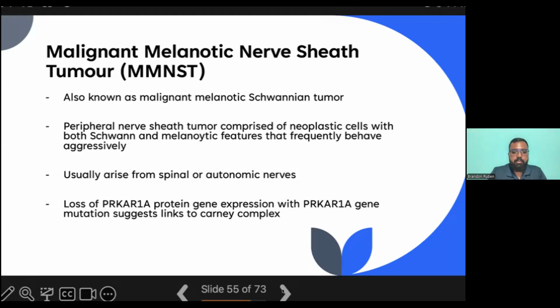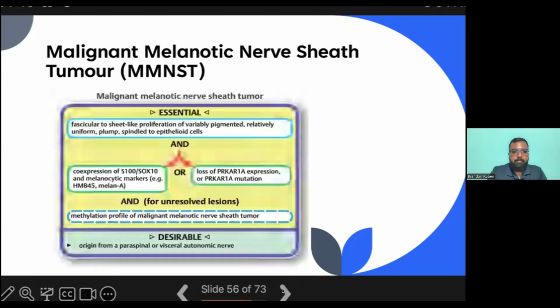For diagnosis, it is essential to have a fascicular to sheet-like proliferation of variably pigmented, relatively uniform, plump, spindle to epithelioid cells, and either co-expression of S100, SOX10 and melanocytic markers, or loss of PRKAR1A expression or PRKAR1A mutation, and methylation profile of malignant melanotic nerve sheath tumor.